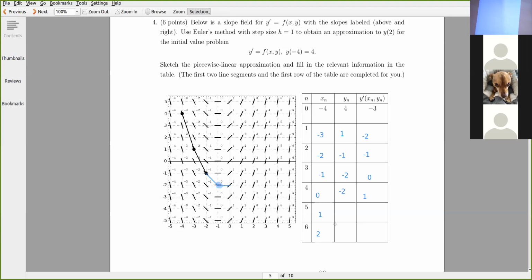Do you guys want to see the rest, or is that enough of an explanation? The next one, it looks like the slope is 1, so you're going to go over 1, up 1. Slope is 2, so you're going to go over 1 and up 2. Slope is 3 here, so you would go over 1 and up 3. That is how you would find the piecewise lines, and then you just fill in your points as you find them.